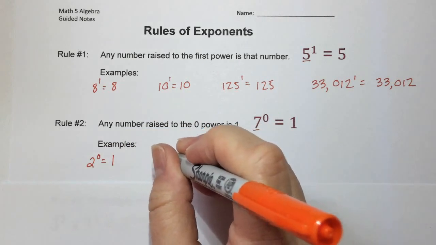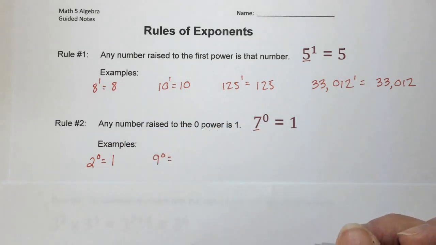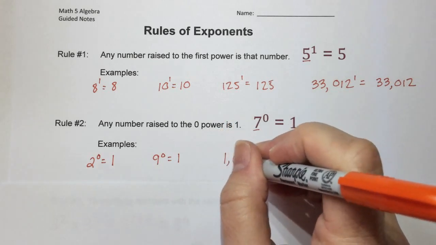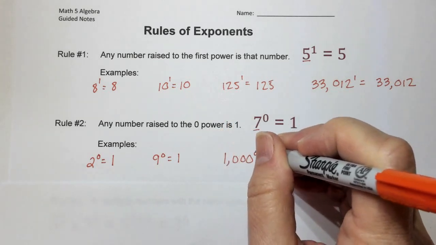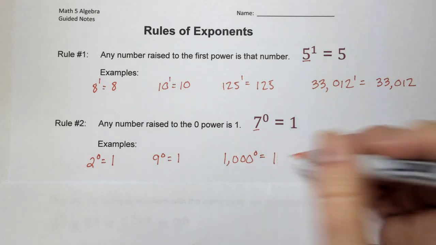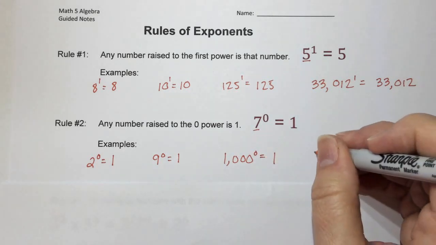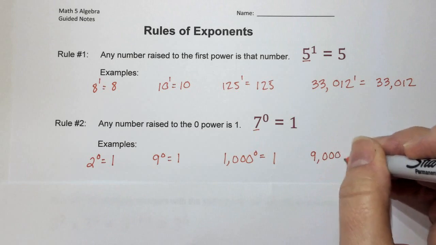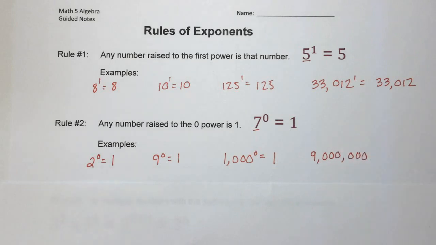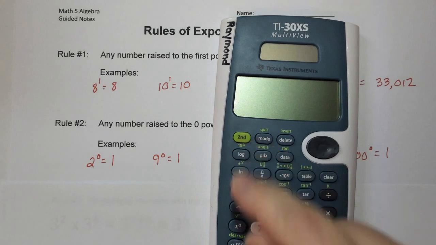Let's try 9 to the power of 0. It's going to be 1. Let's go higher. 1,000 to the power of 0 is also going to be 1. And I'll go way up there with 9 million to the power of 0 is still going to be just 1. And this is a good chance for me to show you on the calculator.